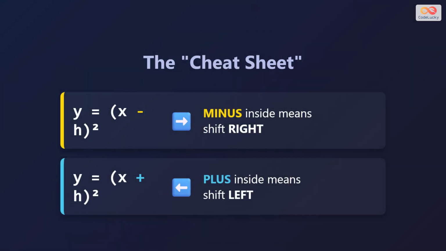To keep it simple, use this cheat sheet. If you see x minus a number inside the parentheses, move right. If you see x plus a number inside the parentheses, move left. It feels counterintuitive at first, but it is a consistent rule.